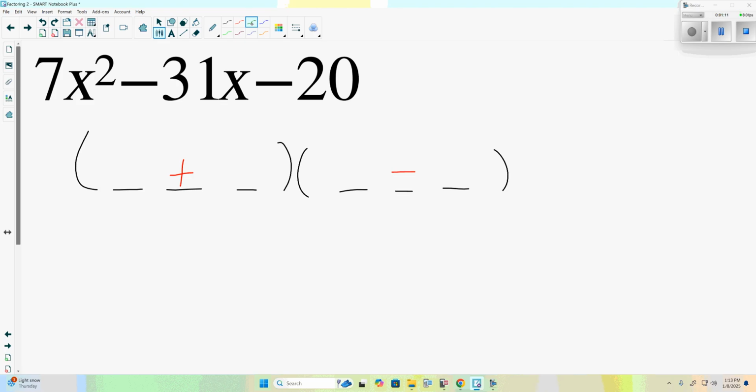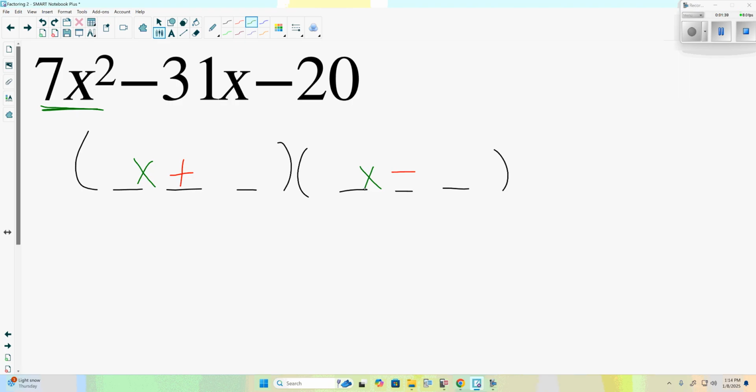Our fourth step is to find the factors of the first and third term. Our first term here is 7x squared. Now the x squared part still works the same as yesterday because the only things that multiply together to give us x squared are x and x. What's different from yesterday is now we actually have a number in front of x squared, a value for our a term. And that is 7.